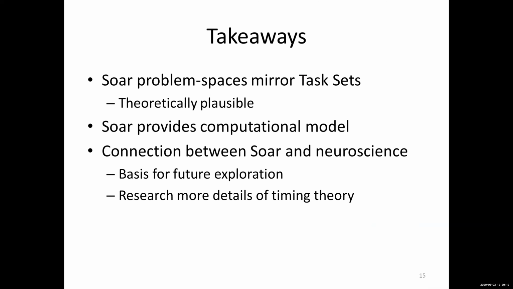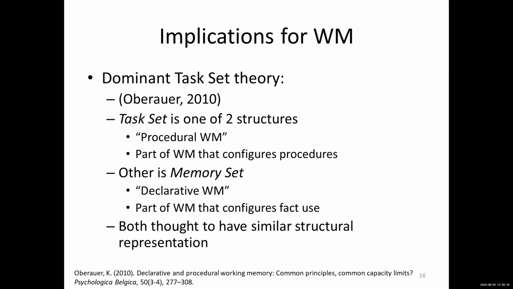Seeing the ways that neuroscience research is related to task sets, we can see if that's related to Soar models. One example of this, a dominant theory about task sets from Oberauer, is that a task set is one of two main structures in working memory. The task set corresponds to what he calls a procedural working memory, the part of working memory that configures your use of procedures. The other is what he calls a memory set, which is the declarative side of working memory, which is another structure that's similar to a task set, which configures your use of declarative facts. But he describes how both of these structures are thought to have a similar representation in the prefrontal cortex.